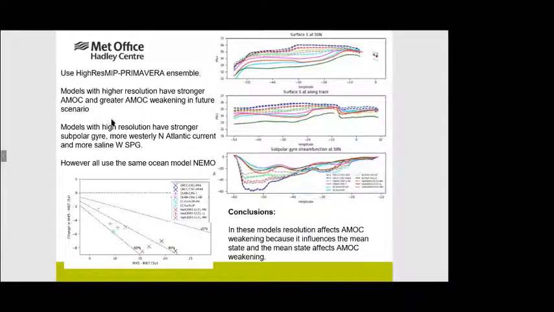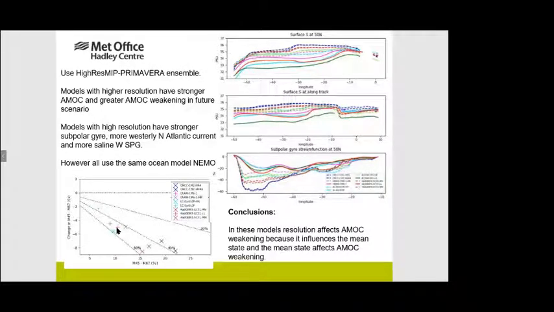So we've also looked at the HighResMIP PRIMAVERA ensemble, and so this is looking at models with higher resolution, with different resolutions. If you look at this figure at the bottom, you can see again that the mean state is related to the change in the AMOC over the scenarios, and there's a good relationship in these models. The crosses, as opposed to the pluses, the crosses are higher resolution, and that's higher ocean resolution.